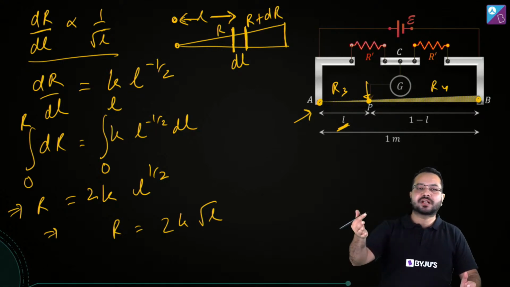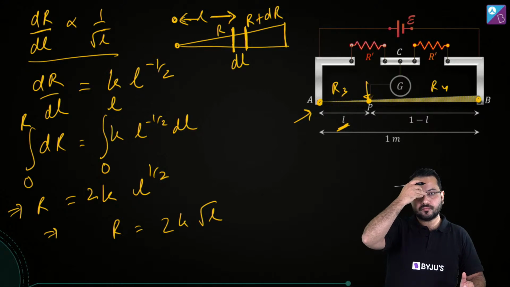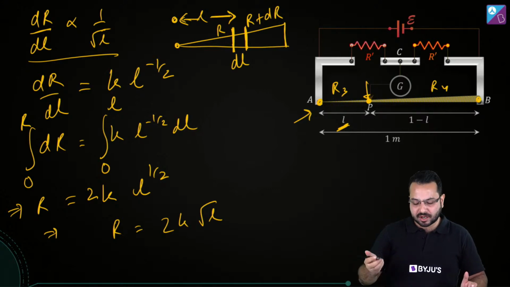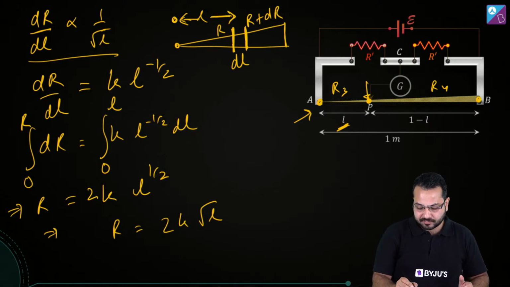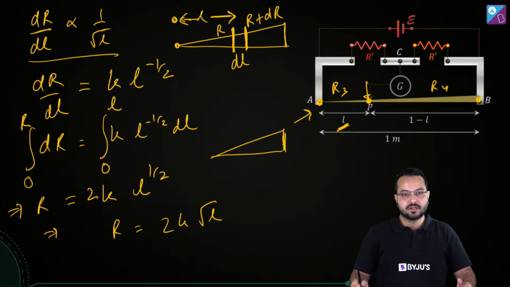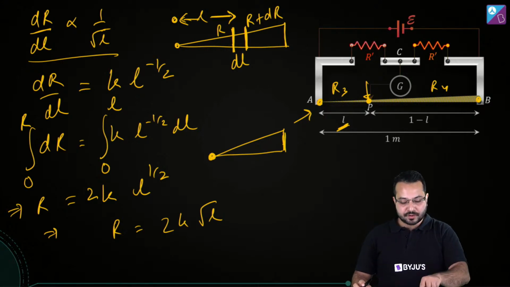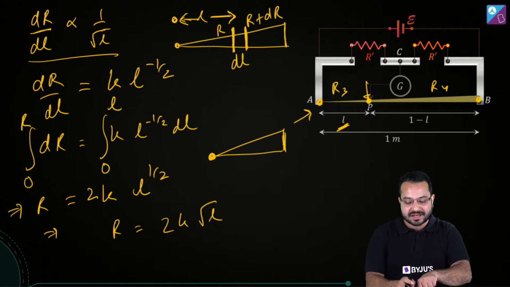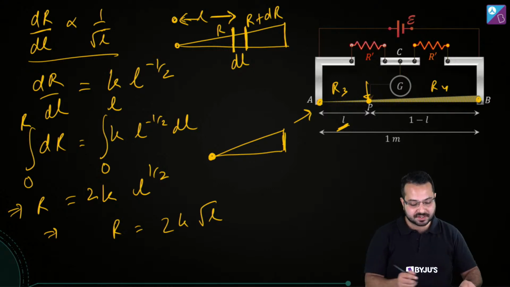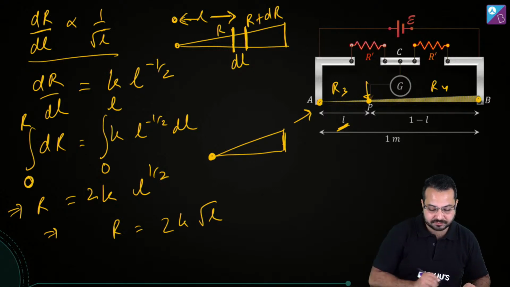Okay, so effectively, Tanmay is asking how to take the limit for R. Very simple, Tanmay. See, this is our wire. So when we are at L equal to 0, we are here. If we are at L equal to 0, we are taking no length of the wire. So what will be the resistance? The resistance is going to be 0.